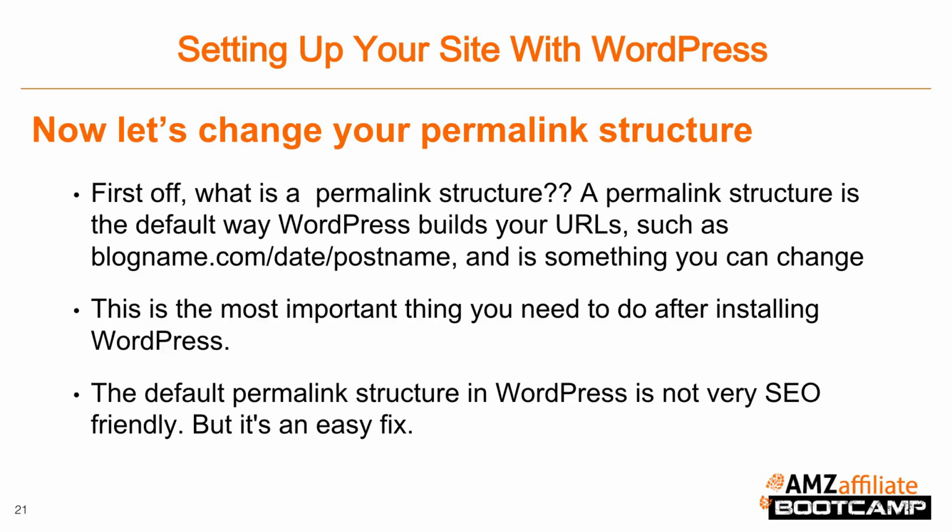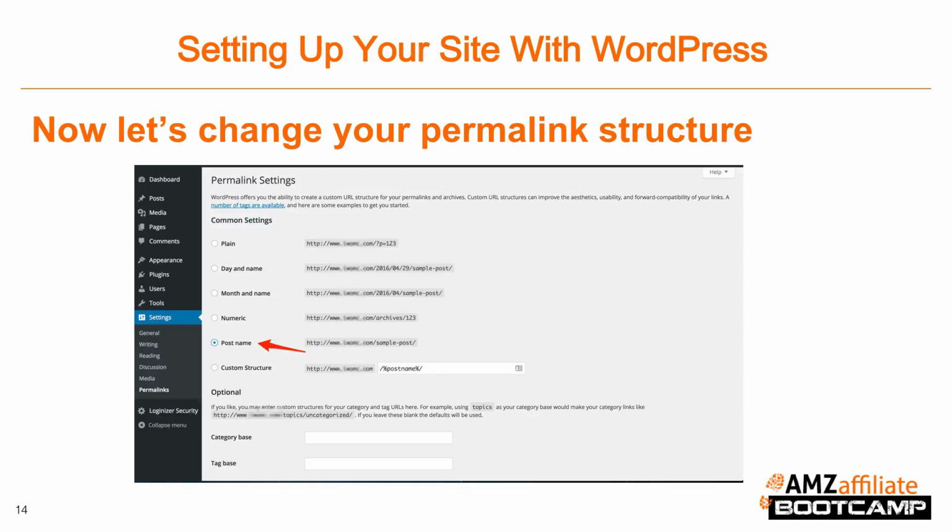And finally in this lesson, we're going to be changing your permalink structure. First off, what is a permalink? A permalink structure is the default way WordPress builds your URLs, such as blogname.com/the date that it was posted on/post name, and it's something that you can change the default of. And this is the most important thing you need to do after installing WordPress because the default permalink structure in WordPress is not very SEO friendly, but it's a very, very easy fix. All you have to do is go to Settings, Permalinks, and set the URL structure to post name.